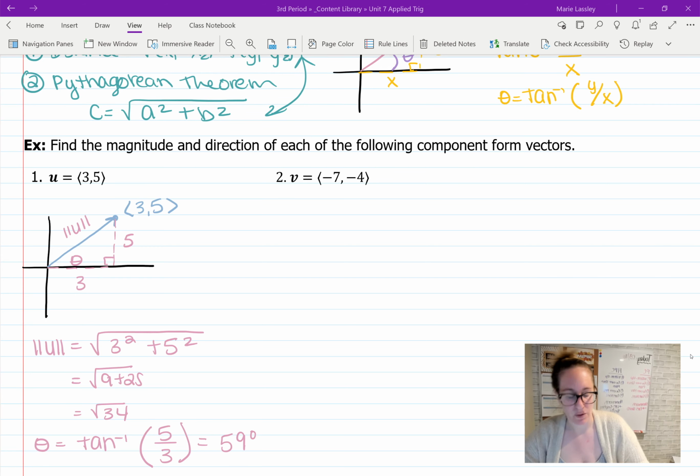Okay, so let's do the second one. Now this one's going to be a little bit more complicated, only because our angle is not in the first quadrant, but we're going to talk about it, and it's an easy step.